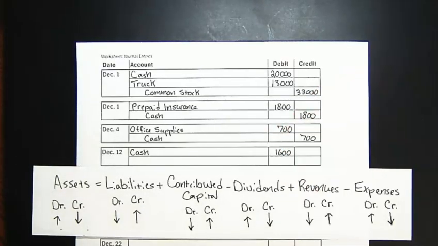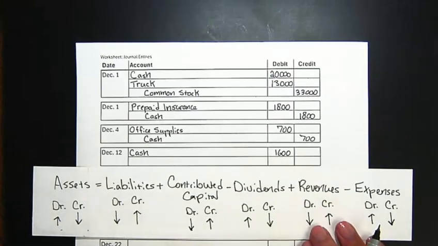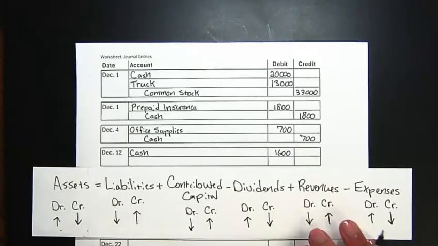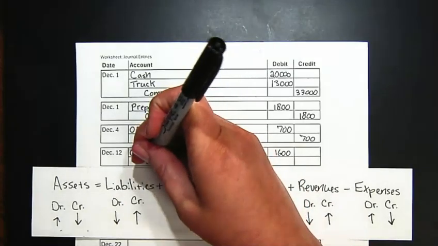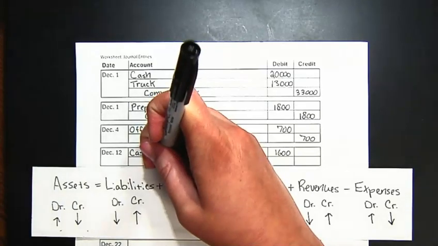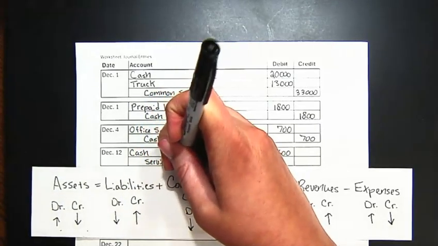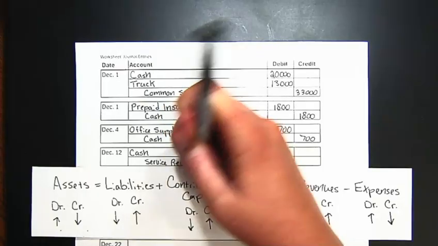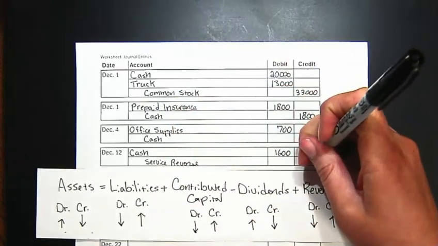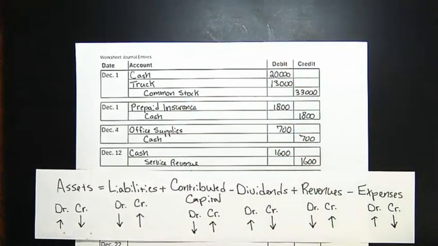Okay. And I've also increased my equity account revenue. We increase revenues with a credit. We can recognize the revenue because the delivery services have already been performed. Credit, service revenue. Increasing my revenue account with a credit here. My debits and credits balance.